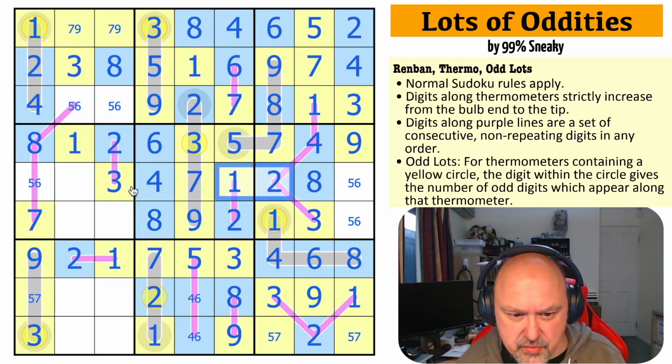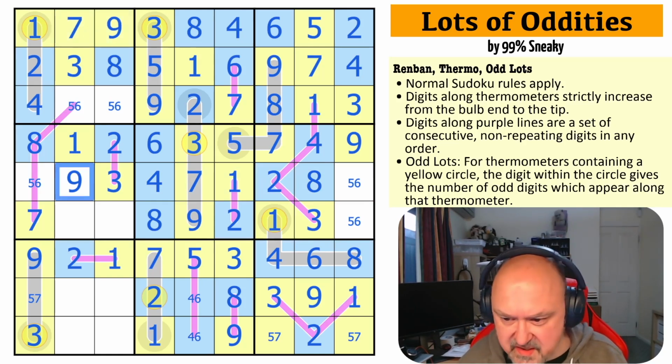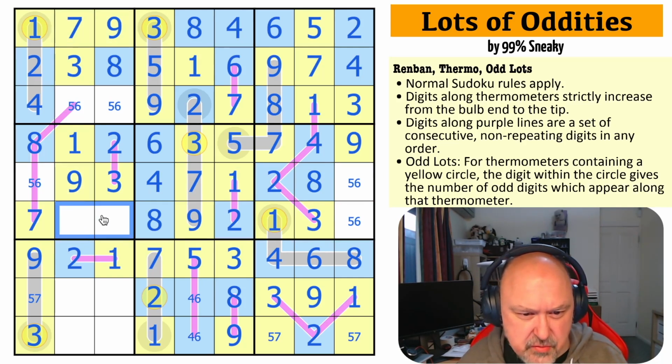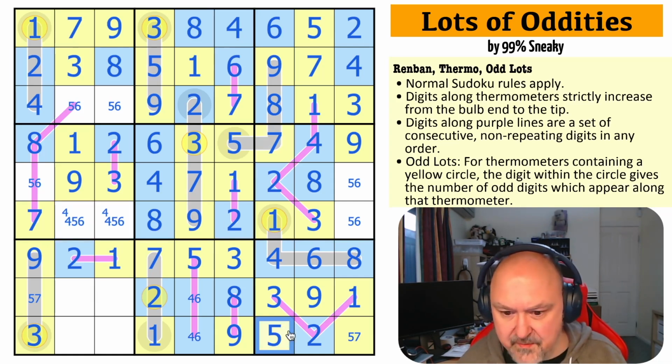1, 2, 3, 4, 5, 6, 7, 8, 9, which makes that 7 and that 9. 9 is odd. So these are 1, 2, 3, 4, 5, 6. And there must be a 4 in them, of course. This 7 is looking down, making that 5 and that 7.